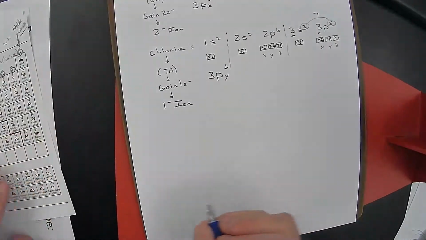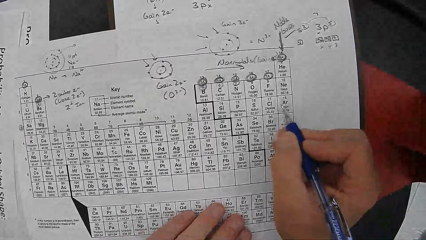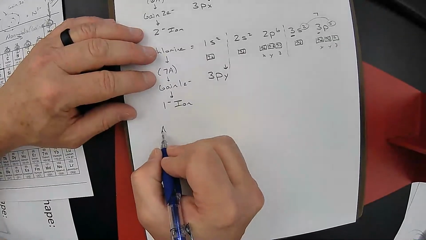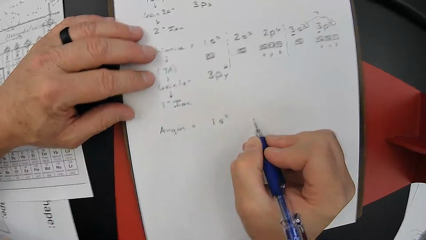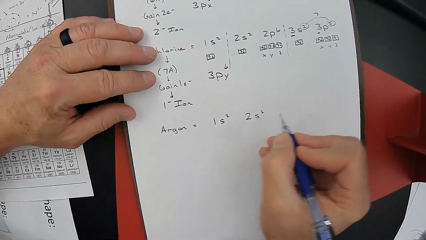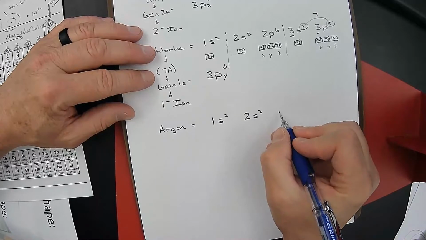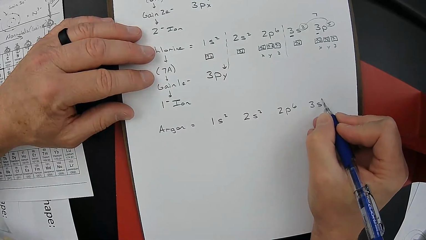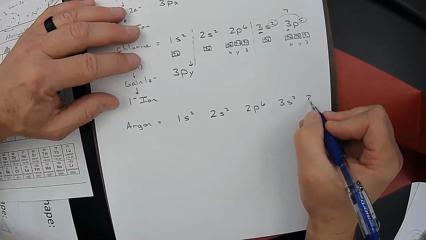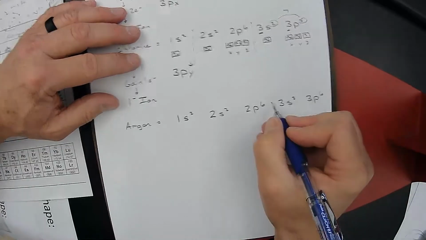And then finally, to finish that row, we're going to be dealing with argon. And argon is 1s2, 2s2, 2p6, 3s2, 3p6.